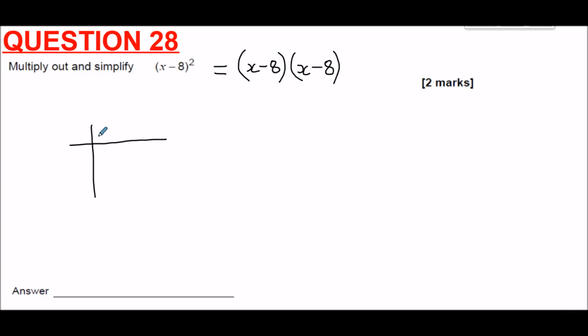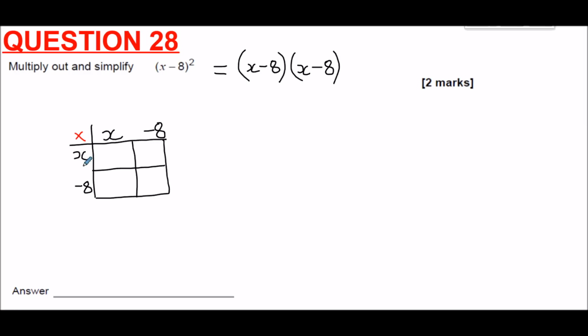So my favoured way is to write along the top one bracket and write down the side of a table the other bracket. In this case, because the brackets are the same, we're going to write x minus 8 along the top and x minus 8 down the bottom. What's going to be happening is you're going to be multiplying each thing above by each thing to the side of the box.